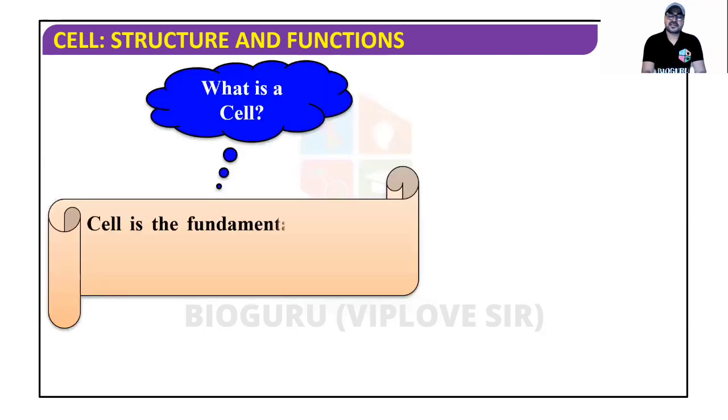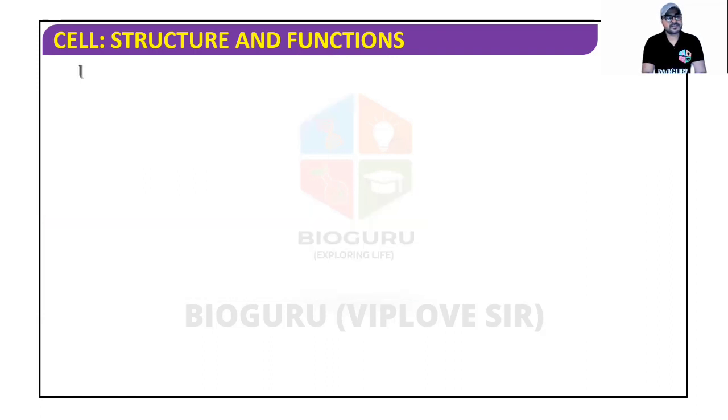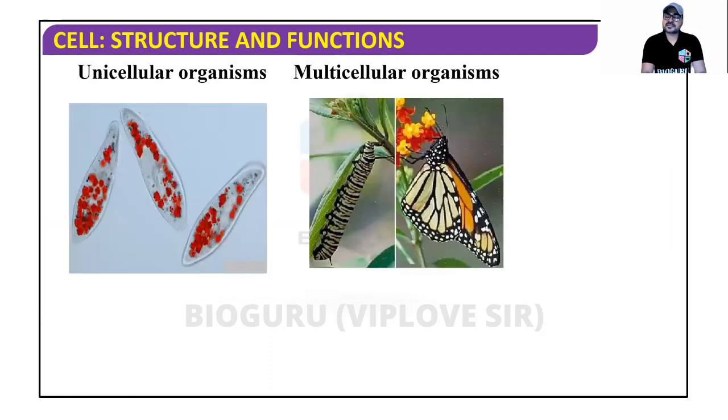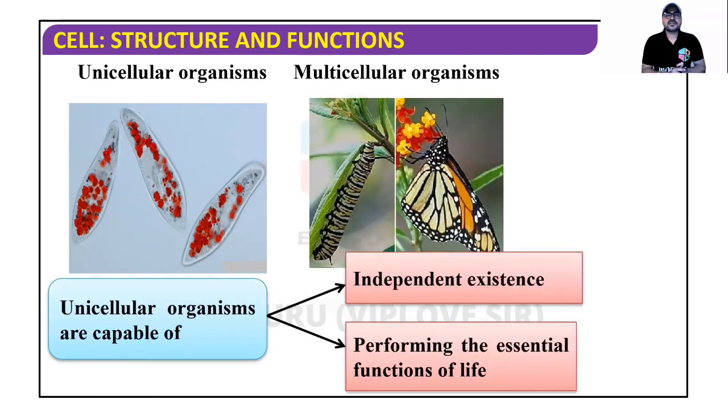So, what is a cell? Cell is the fundamental, structural and functional unit of all living organisms. Unicellular organisms are just like bacteria, protozoa, and multicellular organisms are insects, humans, plants, etc. And unicellular organisms have independent existence and perform the essential functions of life.